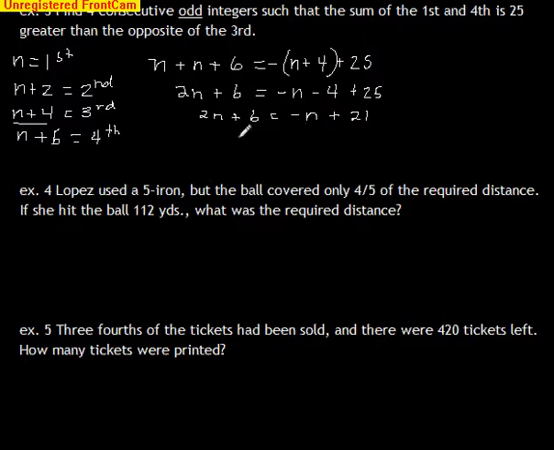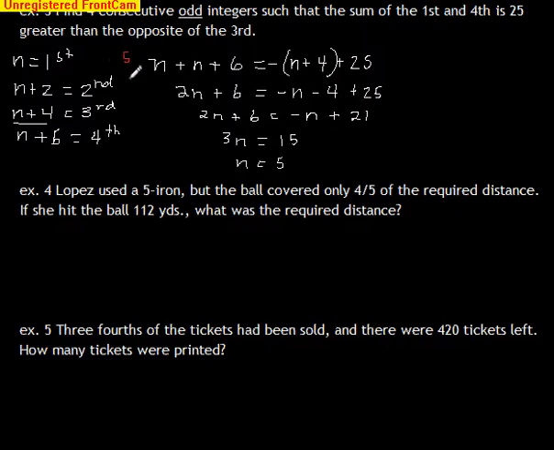Then we're going to add an n to both sides, so we have 3n equals 27. I subtracted 6, so I'm not going to get 27, am I now? I'm going to get 15. And finally, I'm going to get n equals 5. So the first one would be 5.